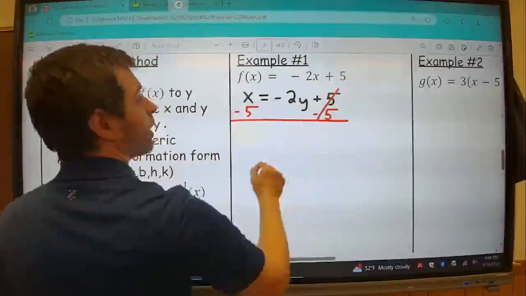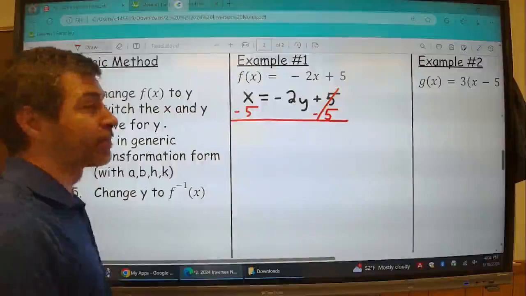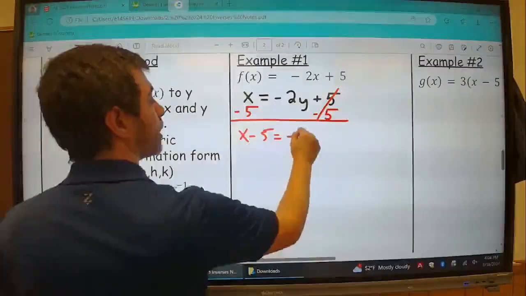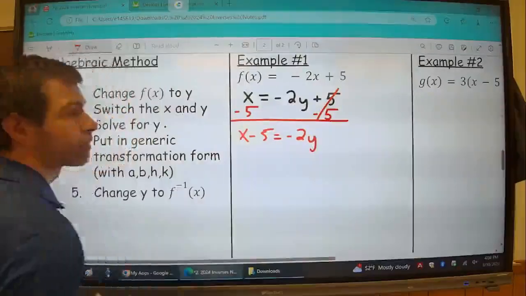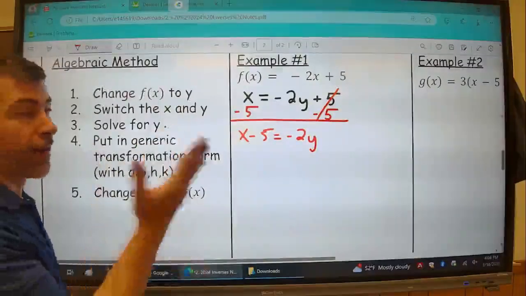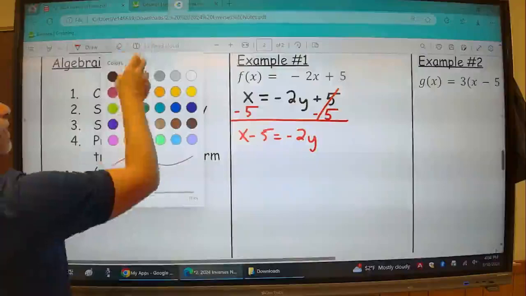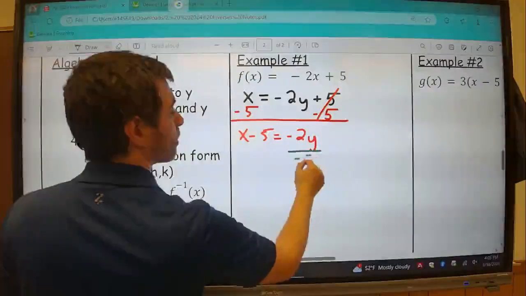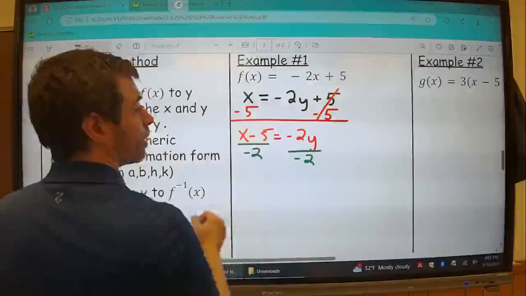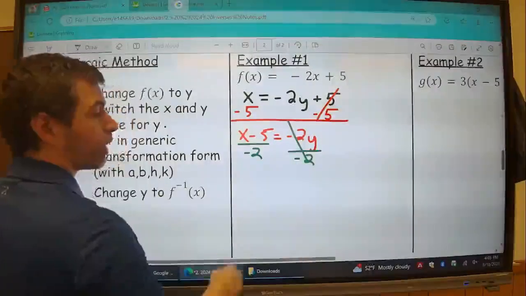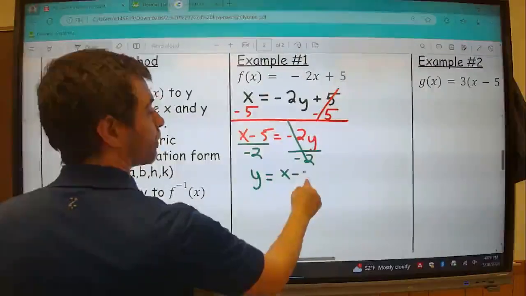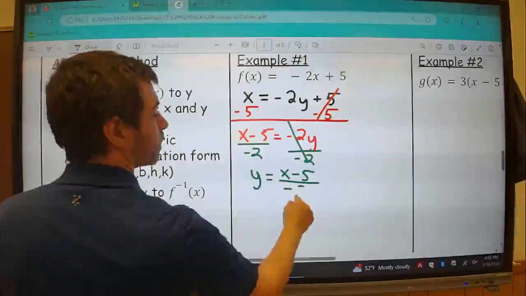That'll cancel. And I don't know what x minus 5 is, so I'm just going to write x minus 5 equals negative 2y. Now I need to know what y is by itself. So my next thing to do would be to divide by negative 2. That'll cancel. And y equals x minus 5 divided by negative 2.